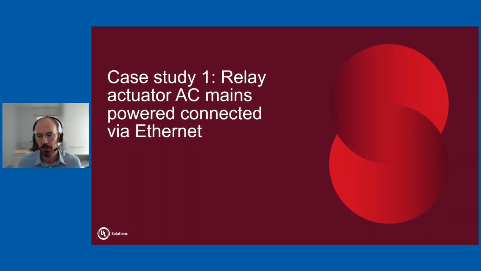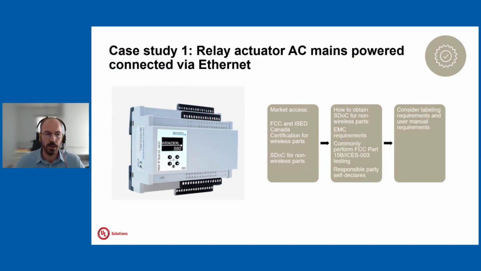Now, up to here, we've been talking about, in general, how to approach the market itself when it comes to a non-wireless or a wireless transmitter. Let's have a look into 3 different examples, going from the less complex to the more complex, to see how we can apply these specific requirements. Now, the first one is a non-radio device. This is an unintentional radiator. In this case, this is a relay actuator, AC mains powered, and connected via Ethernet. So there's no wireless; the Ethernet is taking care of the communication part.